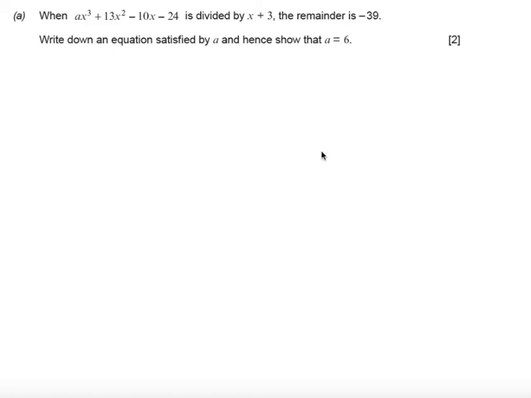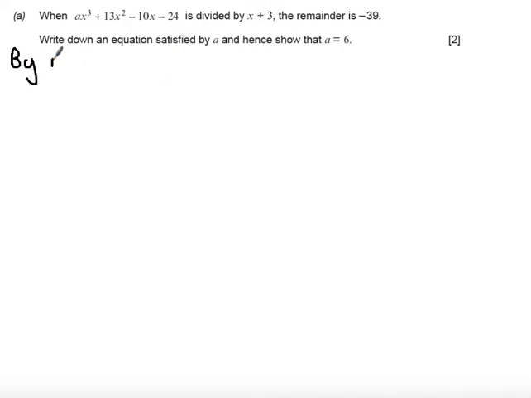In this question, we're told when ax cubed plus 13x squared minus 10x minus 24 is divided by x plus 3, the remainder is minus 39. We're told to write down an equation satisfied by a and hence show that a is equal to 6. Essentially we're told that when it's divided by x plus 3, the remainder is minus 39.